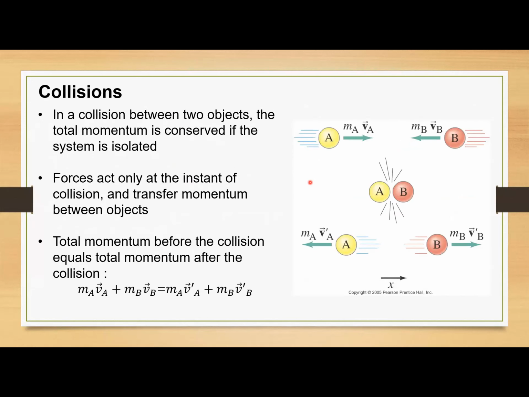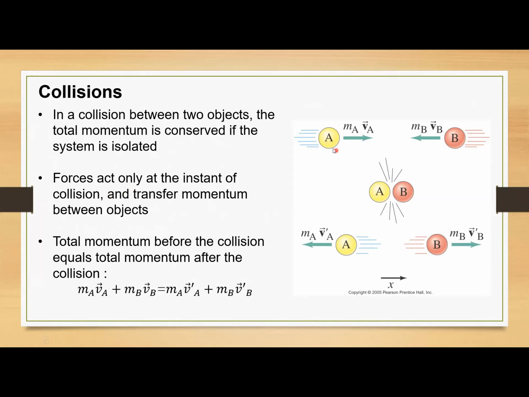So, collisions. In a collision between two objects, the total momentum is conserved if the system is isolated. The forces act only at the instant of collision and transfer momentum between the objects. So at the moment of collision, there is a transfer of momentum. And the total momentum before the collision is equal to the total momentum after the collision. Well, that is the same as conservation of momentum.